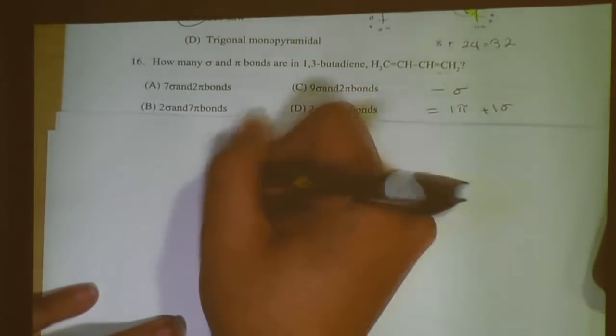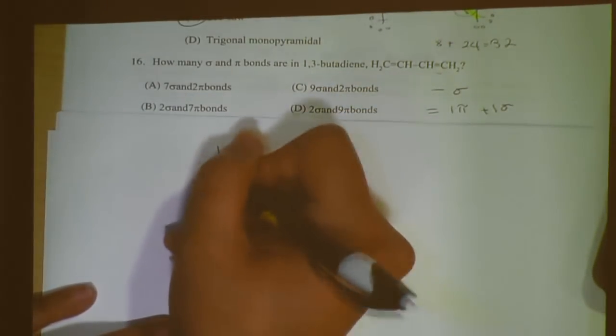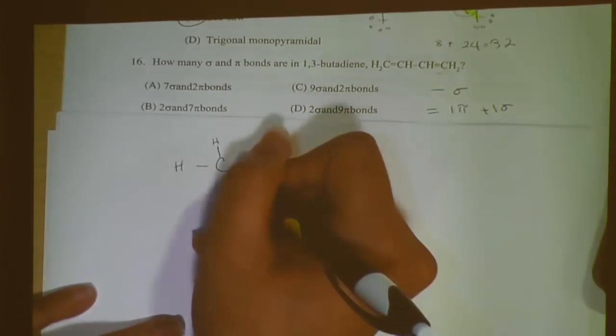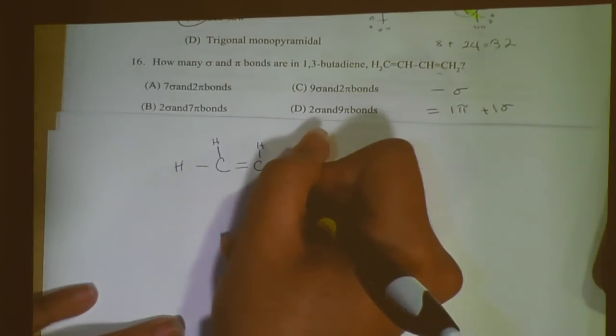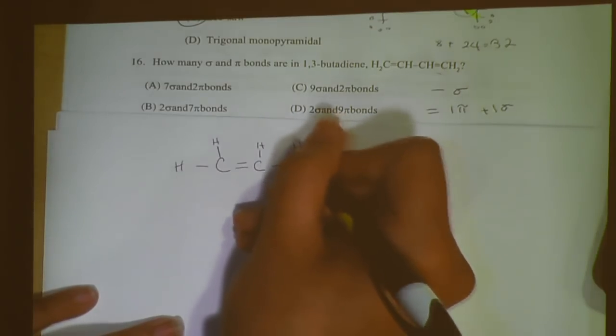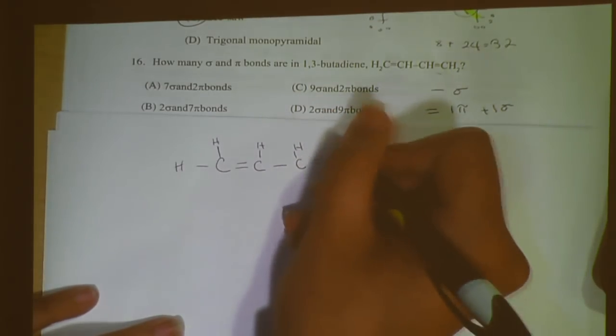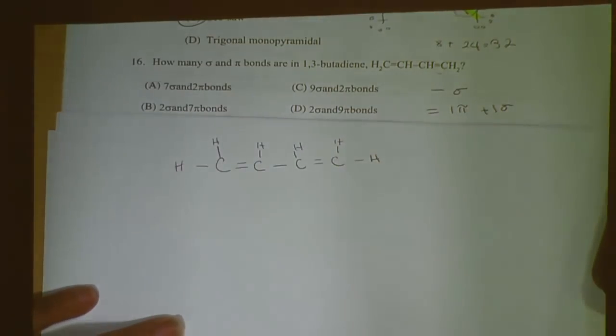It's going to be C with 2 H's attached to it, so don't forget those. Double bonded to a C with an H, single bonded to a C with an H, double bonded to a C with 2 H's. So now let's see how many sigma and how many pi.